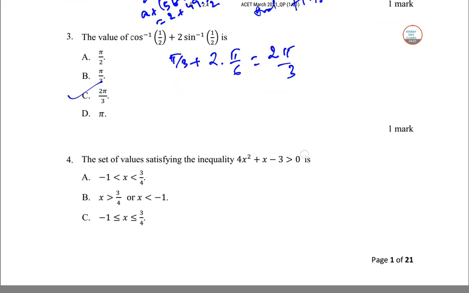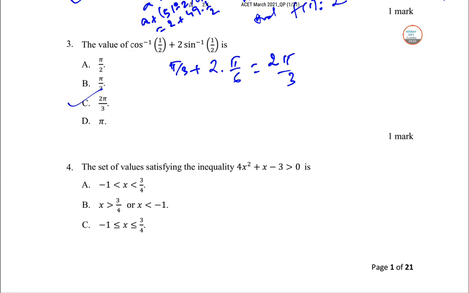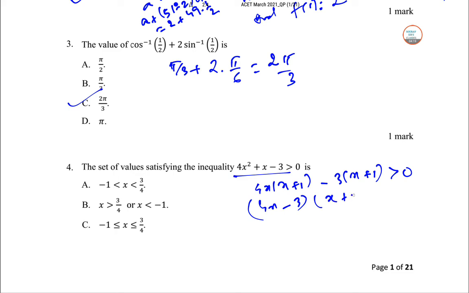Next, we are proceeding to the set of values satisfying the inequality. All you have to do is just solve it. So 4x into x plus 1 minus 3 into x plus 1 is greater than 0. Here is a product: 4x minus 3 and x plus 1 greater than 0. Either both are positive or both negative, then only the product is positive.